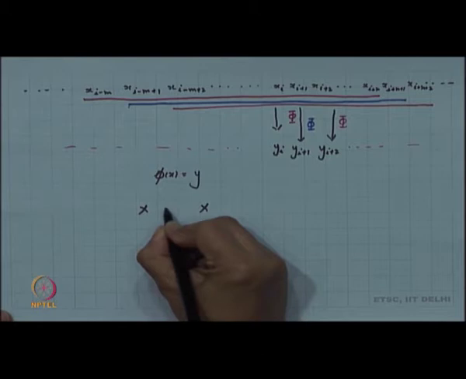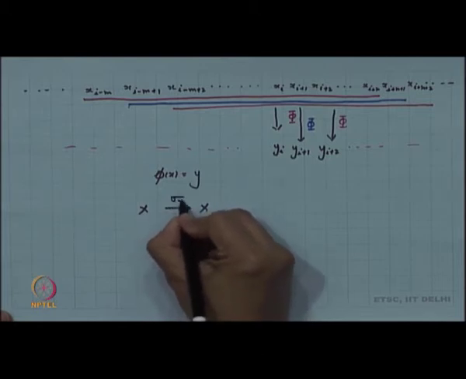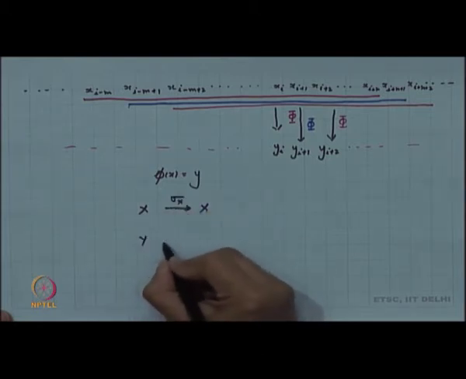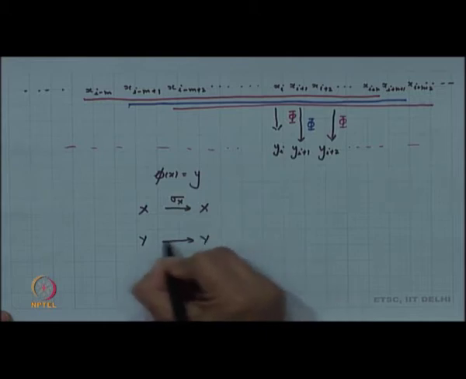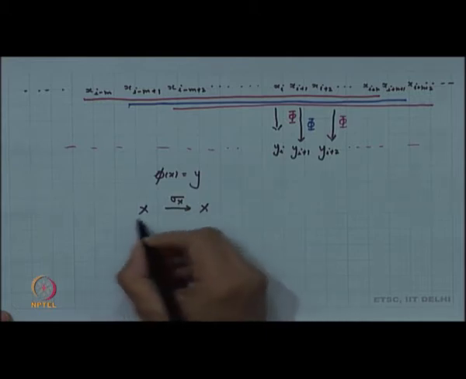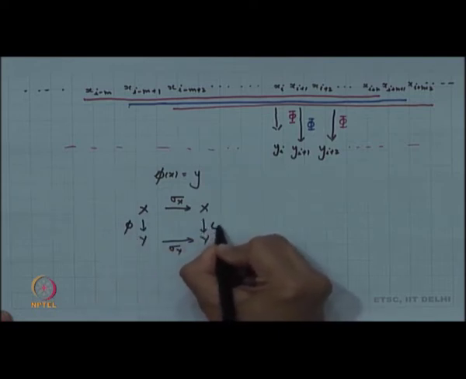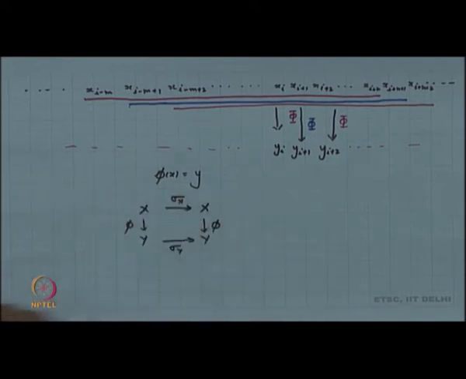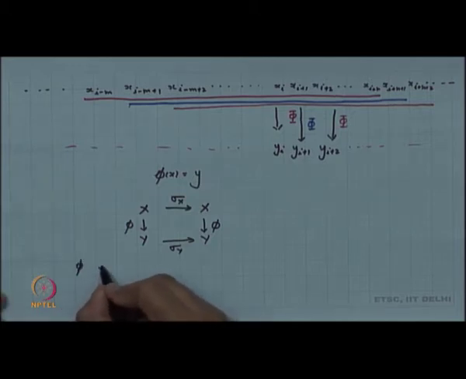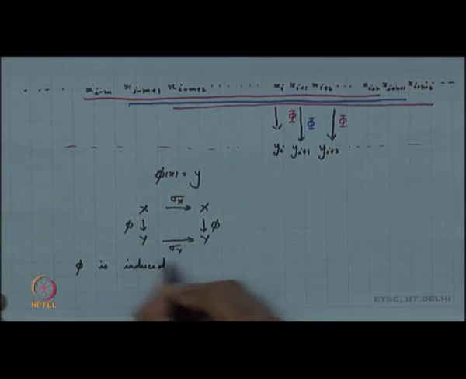So, we have this particular X, and I have sigma x taking x to x, we have Y, and we have sigma y taking y to y, and there is a map phi here. Now, we want to see whether this map commutes. All we know is that phi is induced by the block map.